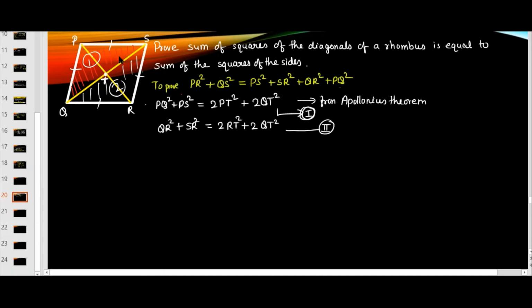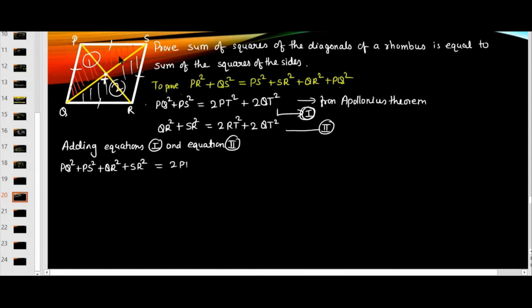Now, add both these equations, equation 1 and equation 2. What do we get? On the left side, if you add, you will get PQ square plus PS square plus QR square plus SR square. Let us add on the right side: 2PT square plus 2QT square plus 2 times RT square plus 2 times QT square.